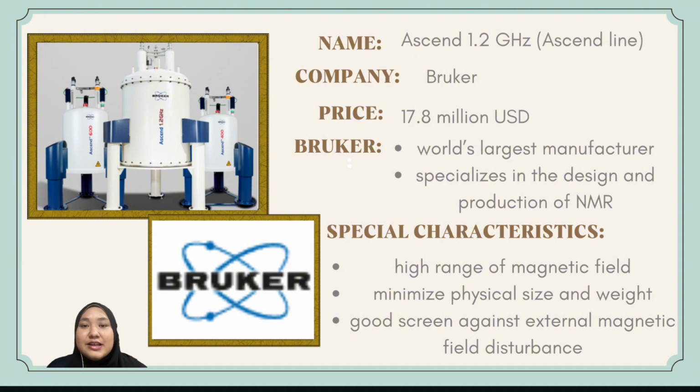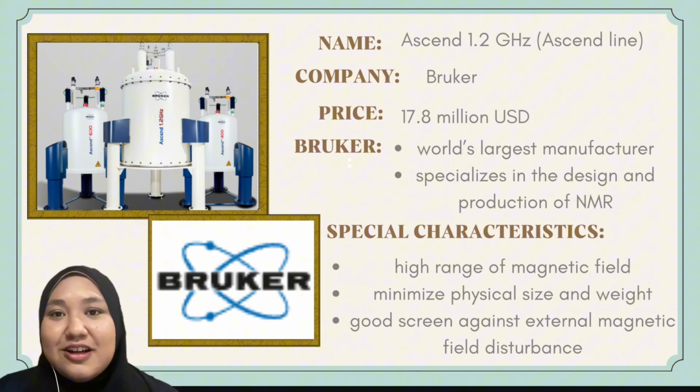So this is an example of the NMR magnets that are available in the market, called the SN line. The SN line has three different NMR magnets which can achieve different ranges of frequency. The first one is the SN 400 MHz, the second is the SN 600 MHz, and the third is the most powerful, the SN 1.2 GHz.